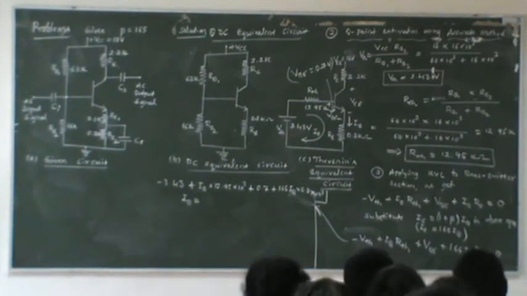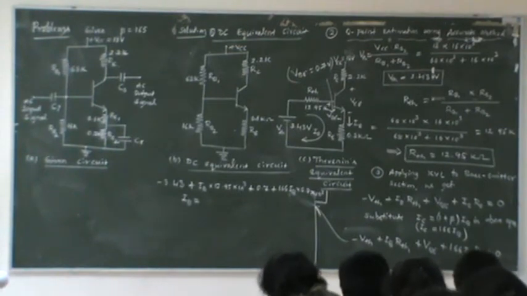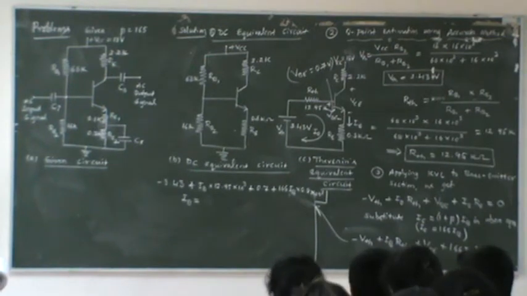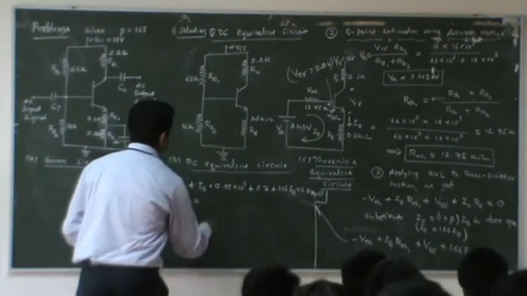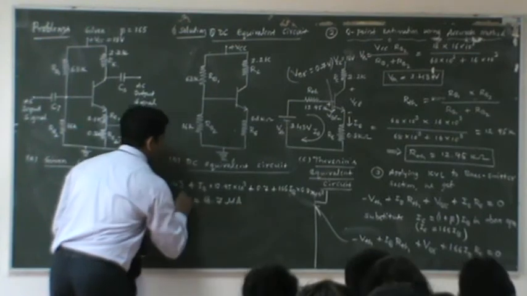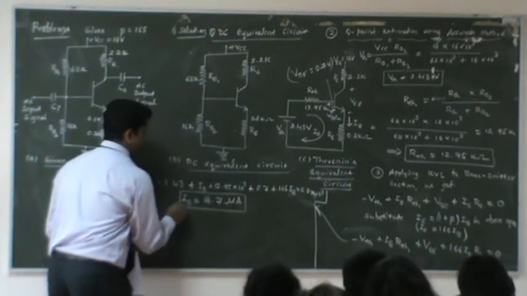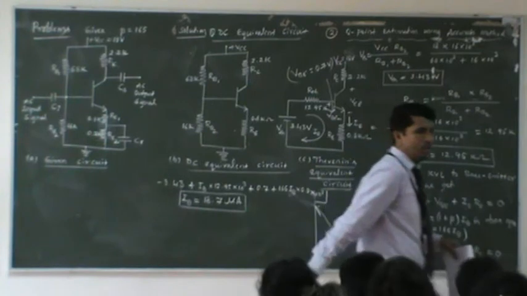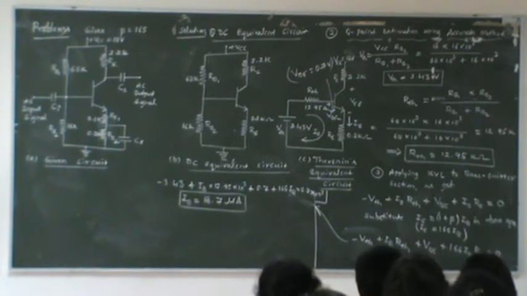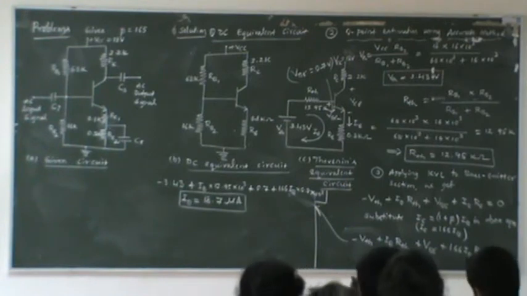Estimate the IB value. Some of you may be faster and some slower. What's the value? 18.7 microampere. That's the right answer. Those who haven't got this answer, just note down this answer and try to work it out at home.